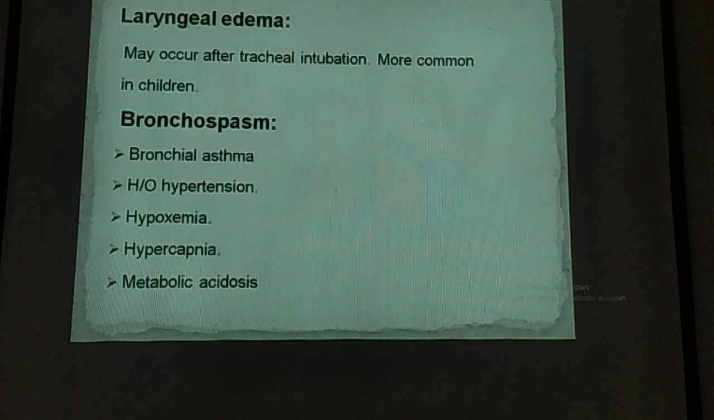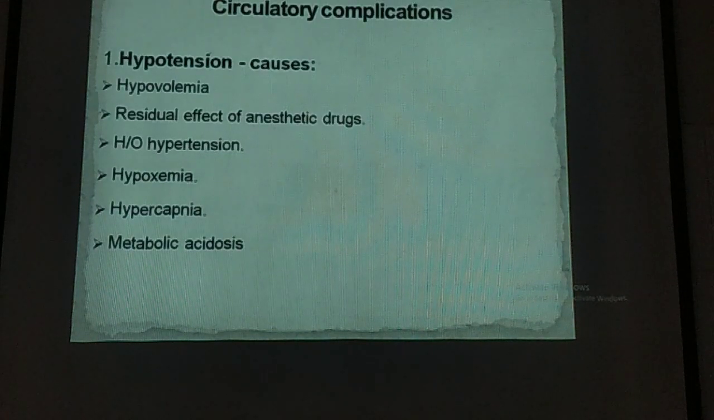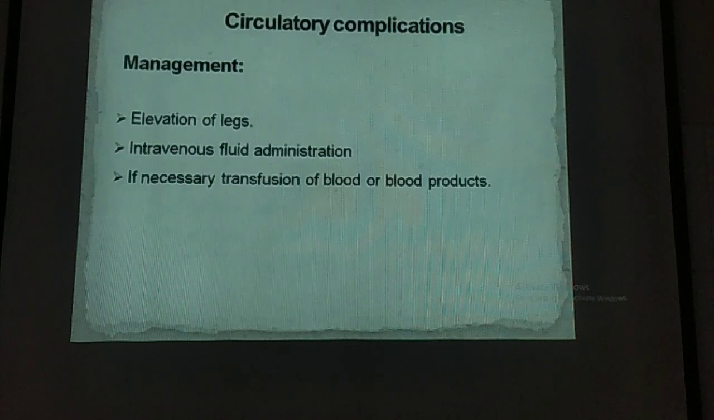Laryngeal edema. This is common in children. Bronchospasm. This is common in patients with a history of bronchial asthma, history of hypertension, hypoxemia, hypercapnia, metabolic acidosis. Next, circulatory complication, hypotension caused by hypovolemia, residual effect of anesthetic drug, history of hypertension, hypoxemia, hypercapnia, metabolic acidosis.